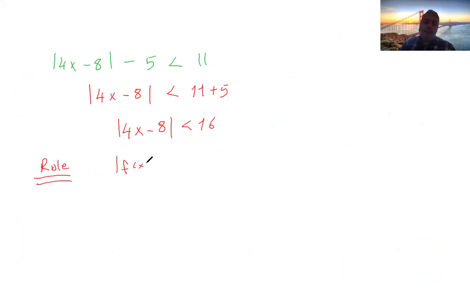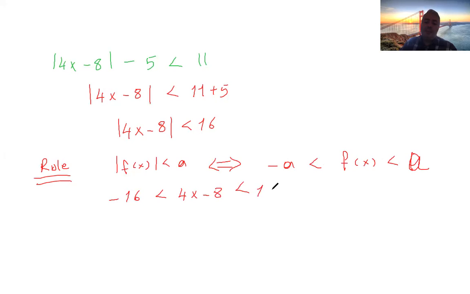Absolute value of f of x less than a if and only if, this symbol we read as if and only if, negative a less than f of x less than positive a. This is the practical rule I am giving to you. So how can I continue then? I can say that negative 16 less than 4x minus 8 less than positive 16. Any question? If yes, please tell me right now.